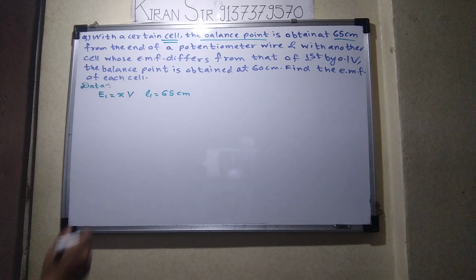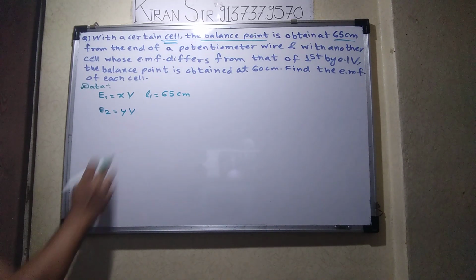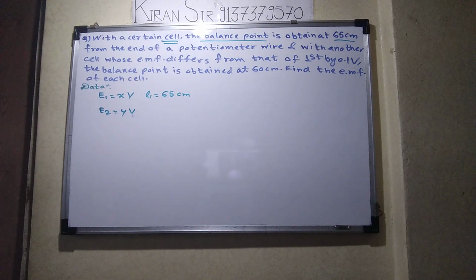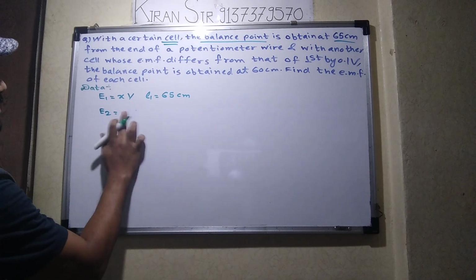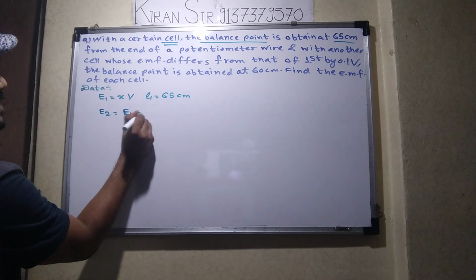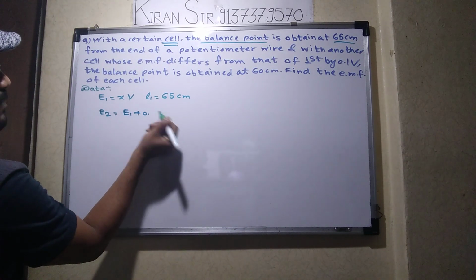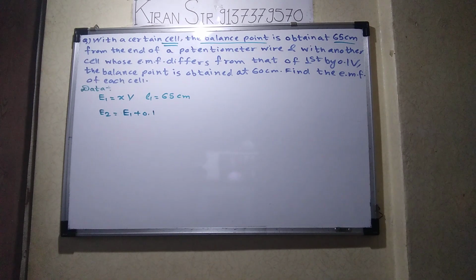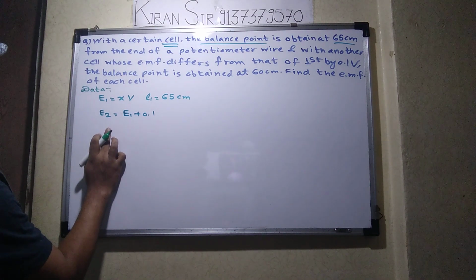And with another cell, I don't know the value of another cell, E2, let me say Y volt, whose EMF differs from the first by 0.1 volt. That means E2 is E1 plus 0.1, or we can say E2 is E1 minus 0.1, whatever it is. So like that it is given. So indirectly we will say E1 minus E2.